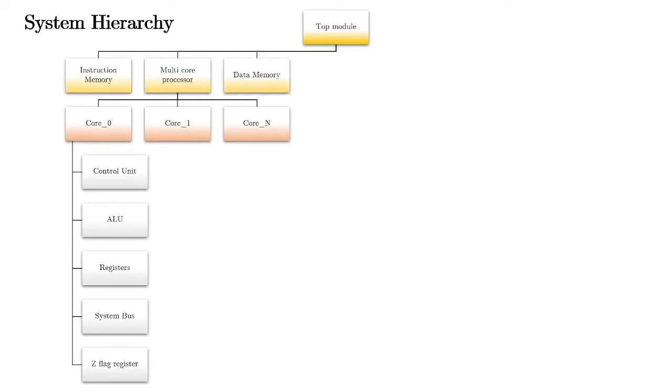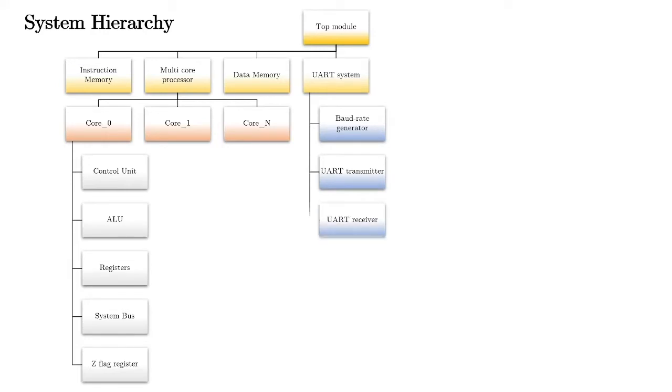In this case there are 3 cores, and it can be extended up to n cores. And also there will be a data memory in the top module, and a UART communication system to communicate between the PC and the FPGA board. Inside that UART system there will be a baud rate generator, a UART transmitter, and a UART receiver.